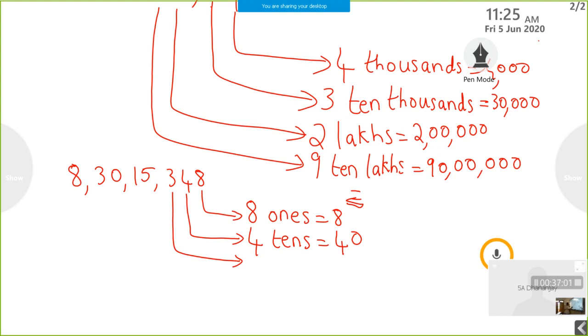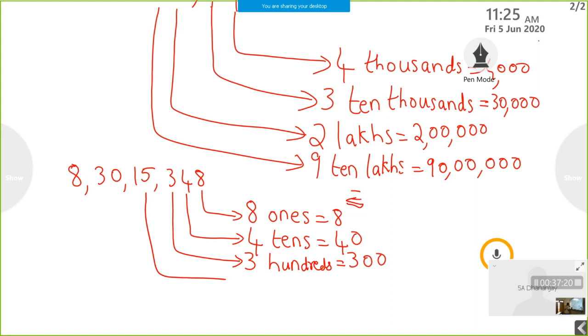3 lies in hundreds place. So the place is 100 and the value is 300. Place value is 300, which you can write as 3 into 100 is 300.